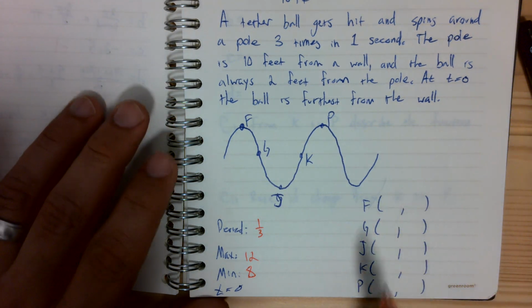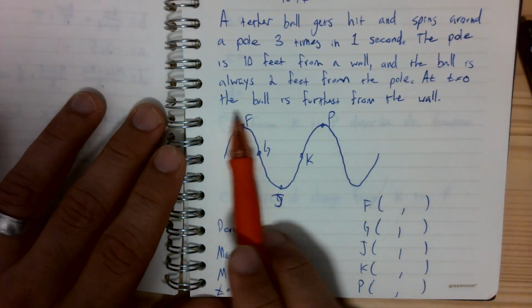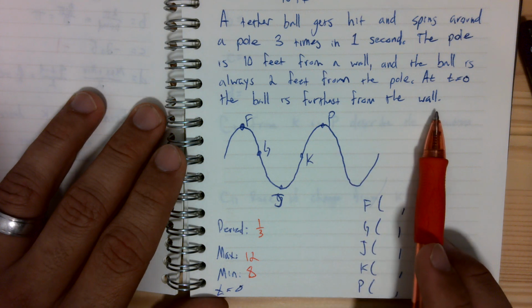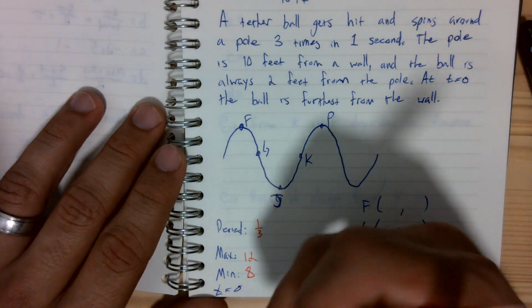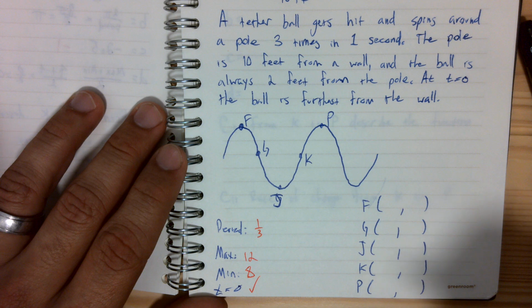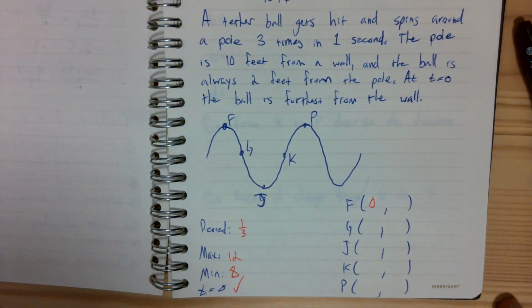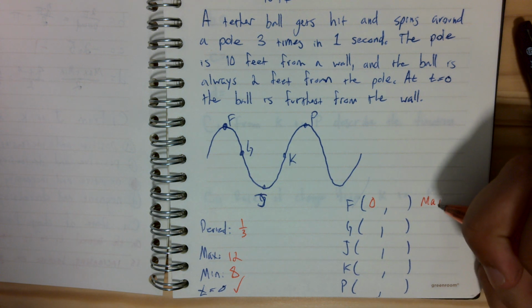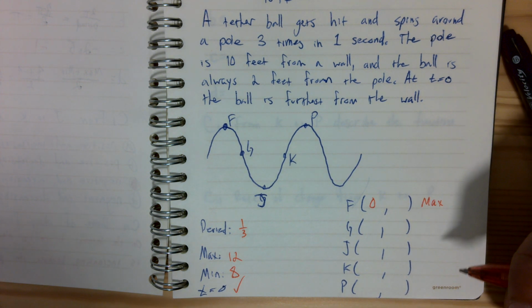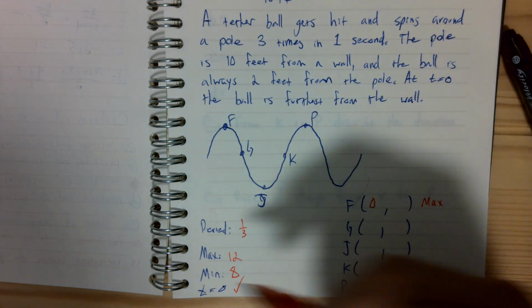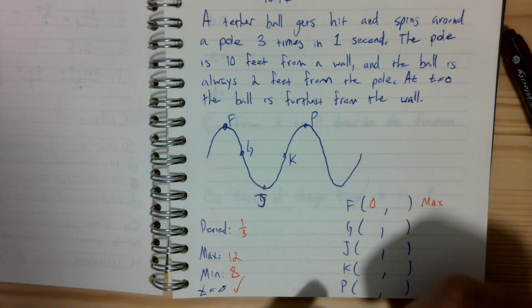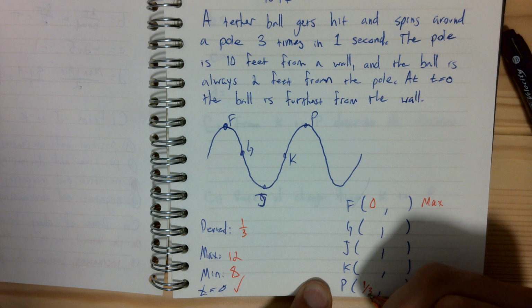And the good news for us is right here. At t equals 0, the ball is furthest from the wall. So when we're furthest, we like that. This is perfect. I could just go ahead and throw a 0 right there for F, because that's my first maximum, and that's at when I'm furthest from there. Remember, P is the end of the period, so 0 plus 1/3 would just be 1/3.